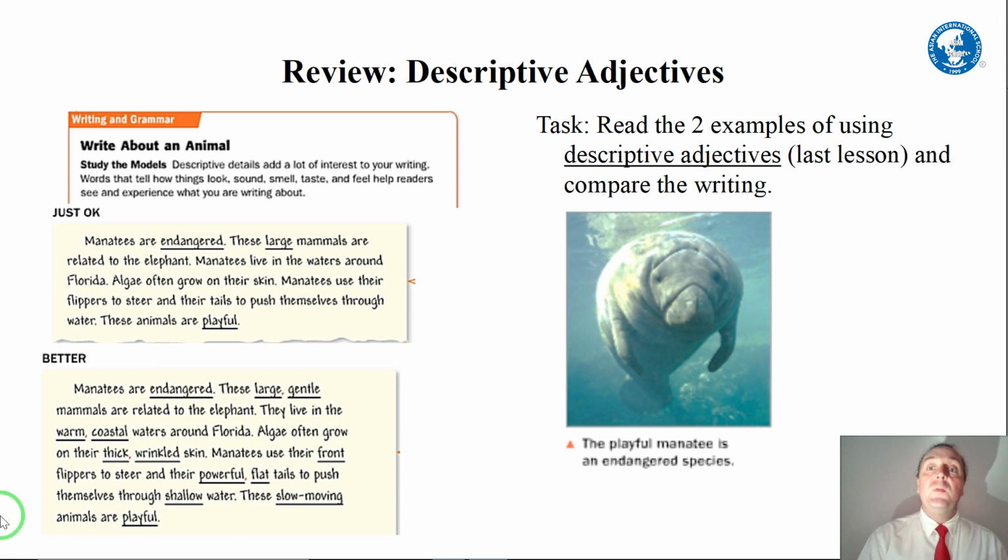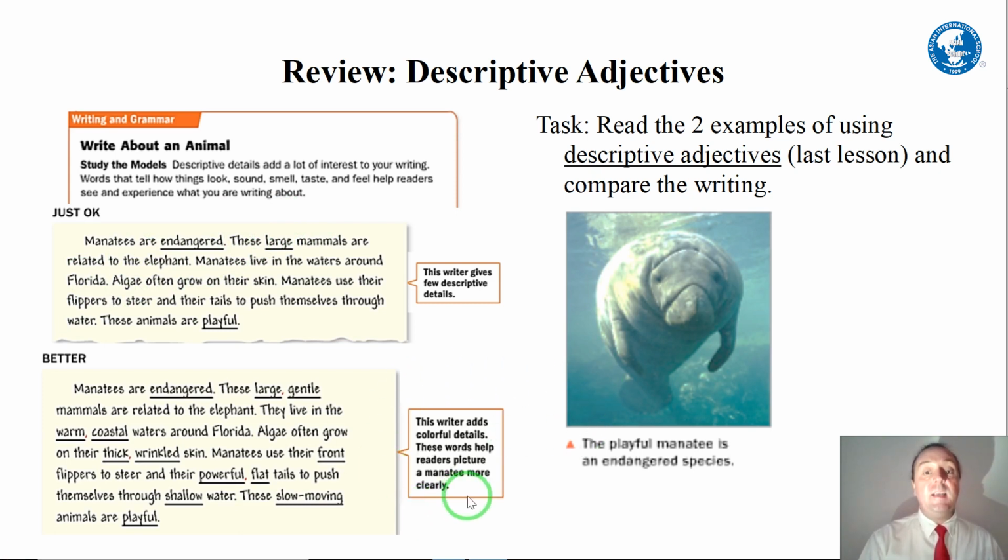Here we go. So the first one we can see is just okay. The writer gives few descriptive details. It says large mammals related to the elephant. Now, does the second writer do a better job? This writer adds colorful details. These words help readers picture a manatee more clearly.